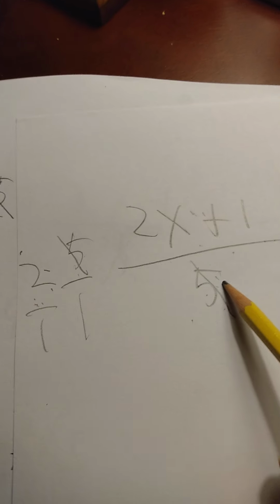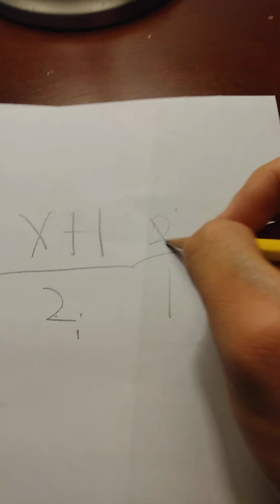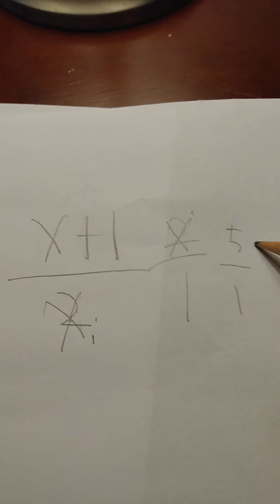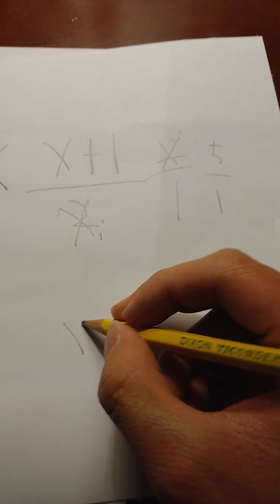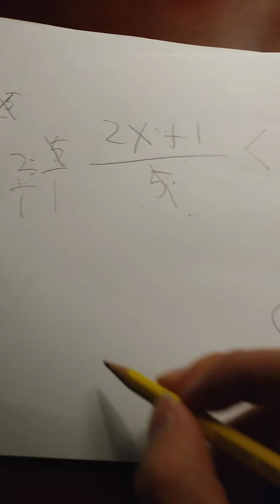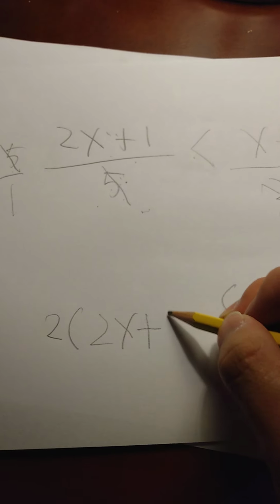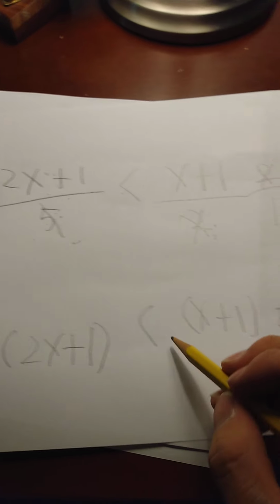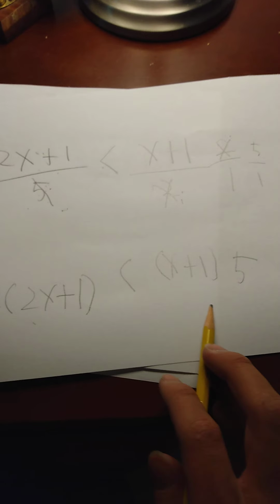The 5's cross out. And on the other side, since the 2 and the 2 are both the same, we cross those out. Then we multiply 5 by this. So, we have to make a new equation: x plus 1, but we have to multiply that by 5. And on the other side, since 2 is remaining, 2 times 2x plus 1. So this is our equation right here, the simpler version.